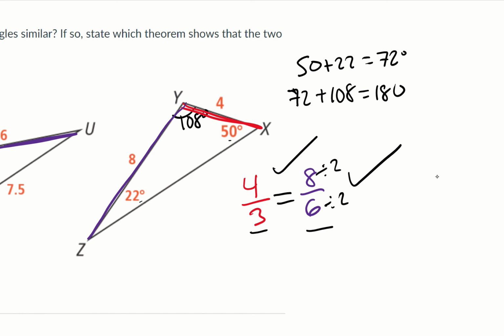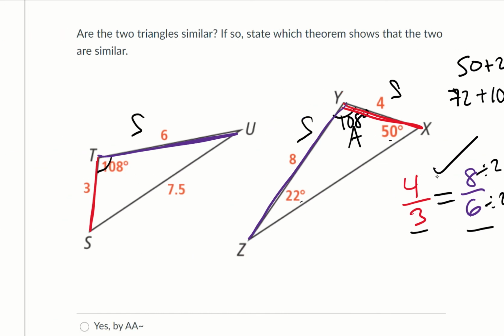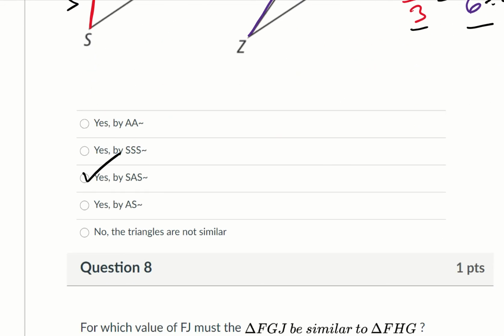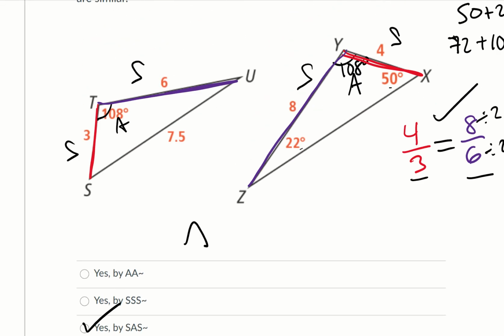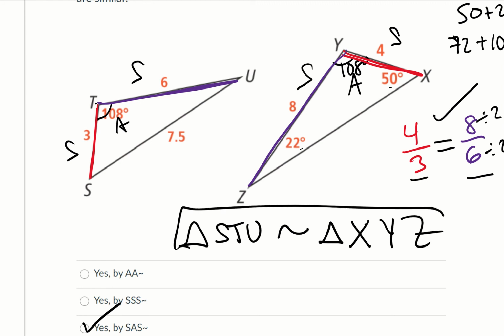Therefore, since you got 2 sides that work here, and you got an angle that works in between them, these 2 triangles are similar by SAS. So this is true. And therefore, the similarity statement is triangle STU is similar to triangle, in this case, X, angle T corresponds to angle Y, and X corresponds to S, and so these 2 are similar.